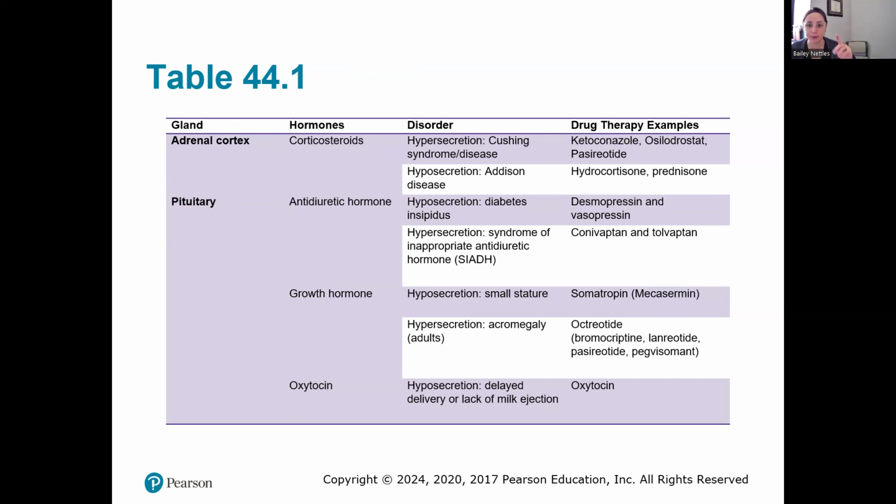For the growth hormone, we're going to talk about what acromegaly is. If it's hypersecretion, so it's too much growth hormone, it's acromegaly, which is only in adults. And then the hyposecretion is small stature, and that's usually only in children. Okay. And so then you add all these drugs, and these are the drugs we're going to talk about.